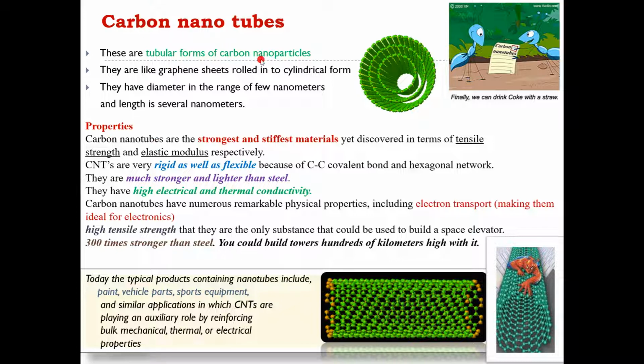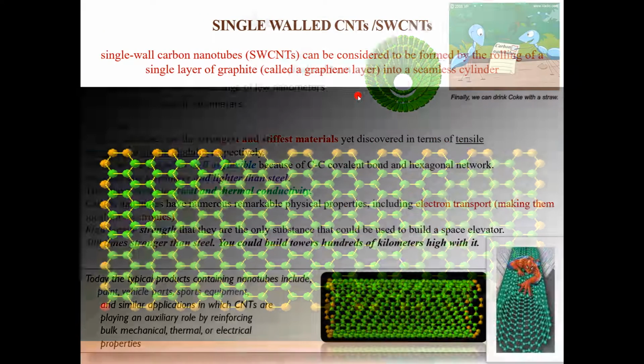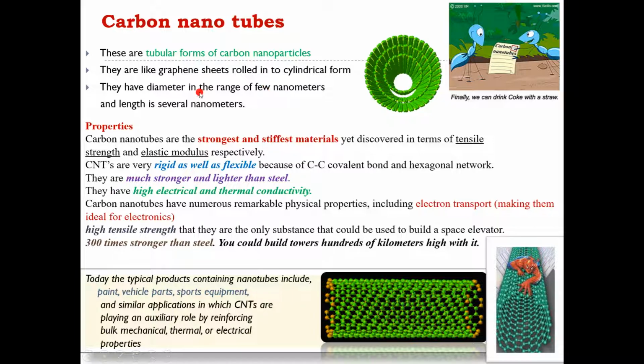CNTs are a tubular form of carbon nanoparticles. It's like one graphene sheet is rolled into a cylindrical form. I'll make a video on graphene, do watch that. And being nanoparticles, they are very, very small, a few nanometers in size, and the length is also several nanometers. So long and small, all the properties are incorporated in CNTs.